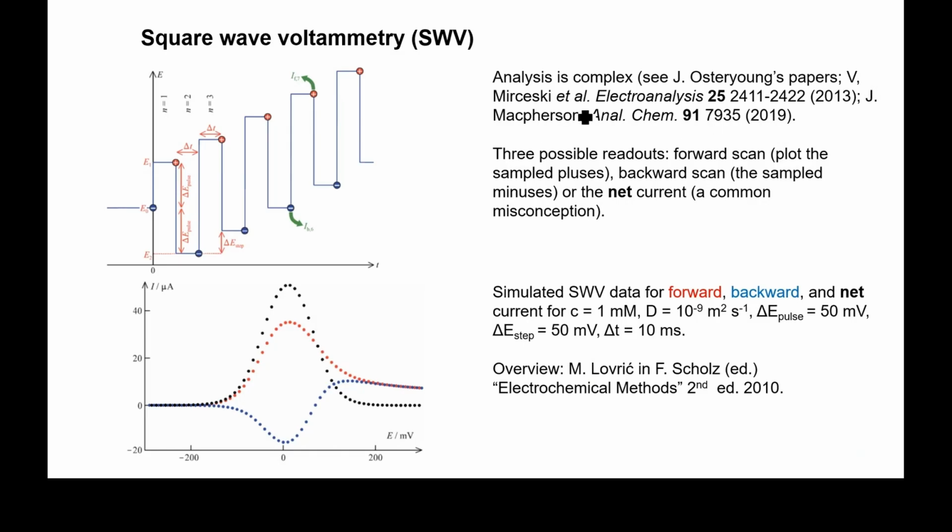Some lovely papers from Mirceski, from the Lovric group, in other words. And there's a very nice paper from Julie Macpherson's group published 3 years ago in Analytical Chemistry, showing how you can get the double layer capacitance at the same time as your analyte concentration, which is a really nice way of checking if your background subtraction is legitimate. But I would always encourage you to look at the forward curves and the backward curves as well as the differences. And I think it's a great shame that commercial instrumentation doesn't allow you to get the complete current, i.e. the whole response, so you could analyze it yourself.